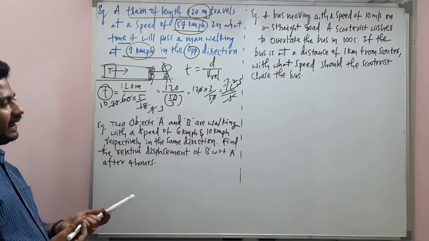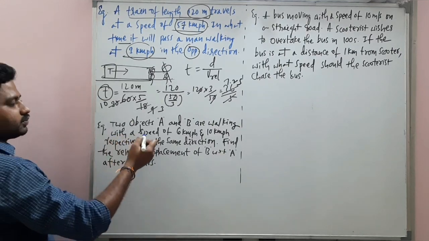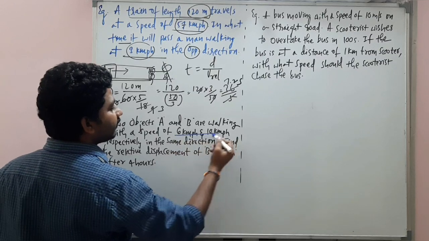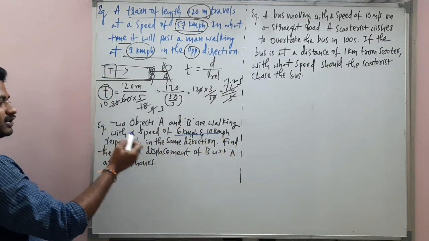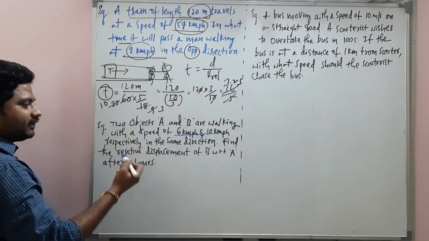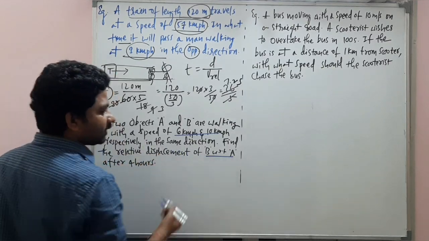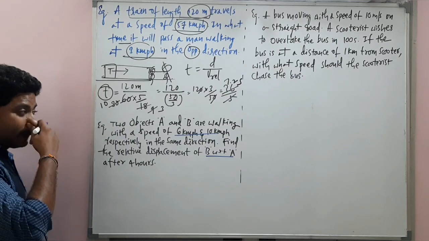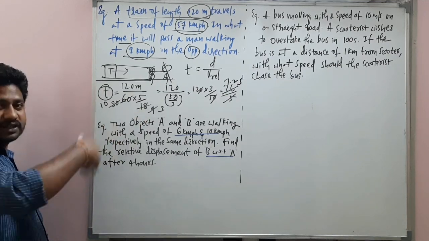Now, two objects A and B are walking with a speed of 6 km per hour and 10 km per hour respectively in the same direction. Find the relative displacement of B with respect to A. Relative displacement of B with respect to A.